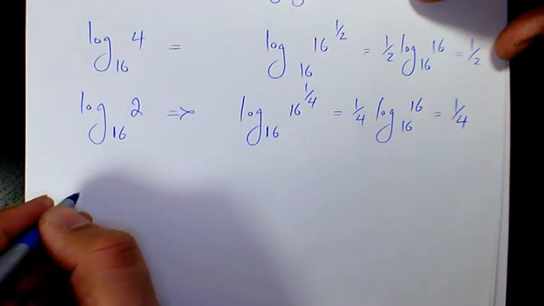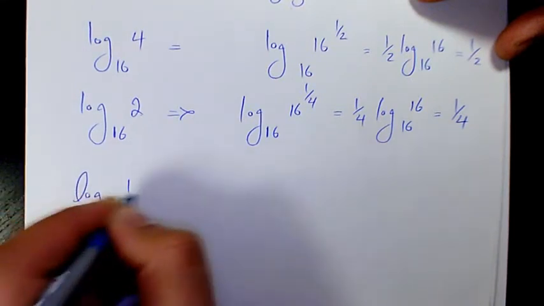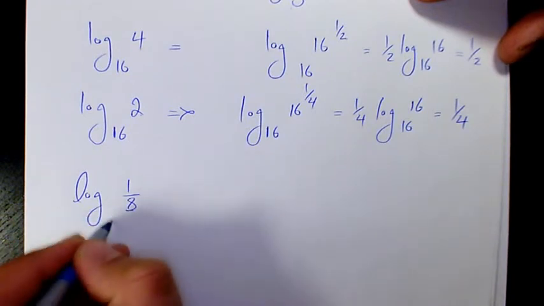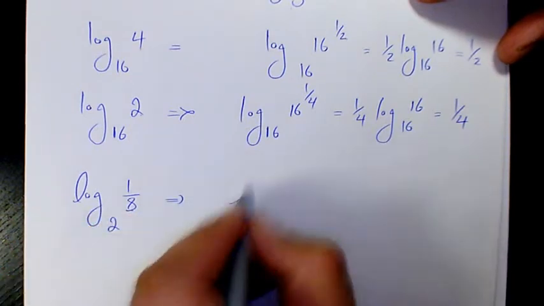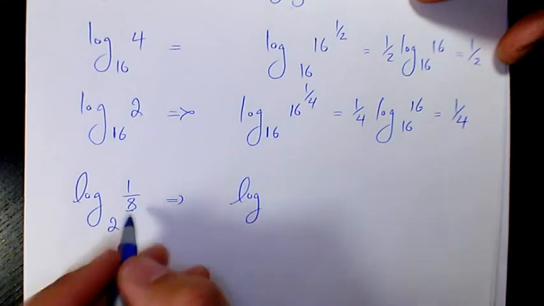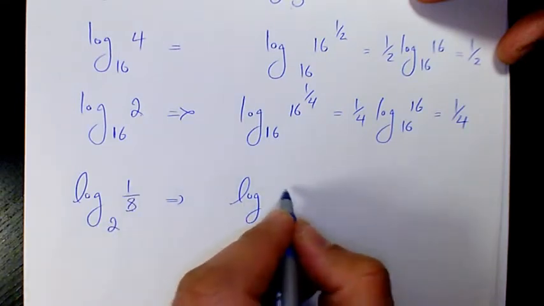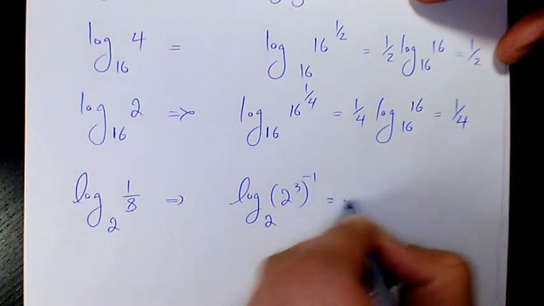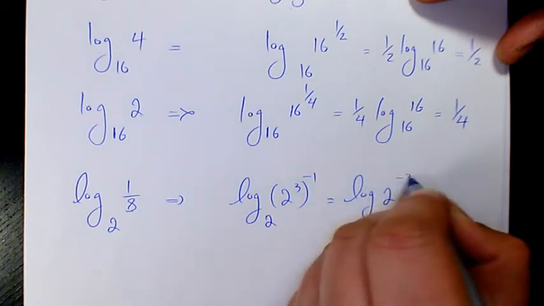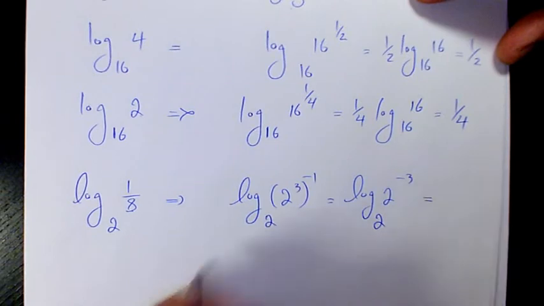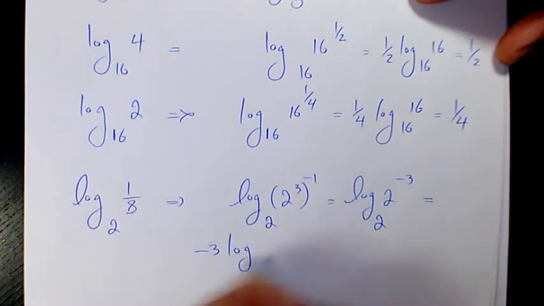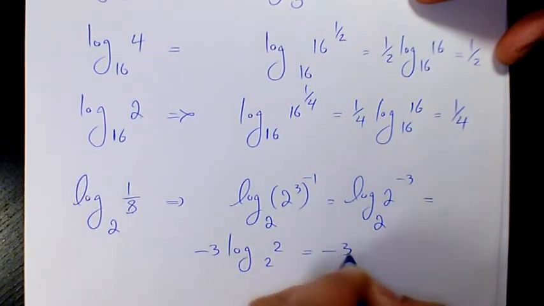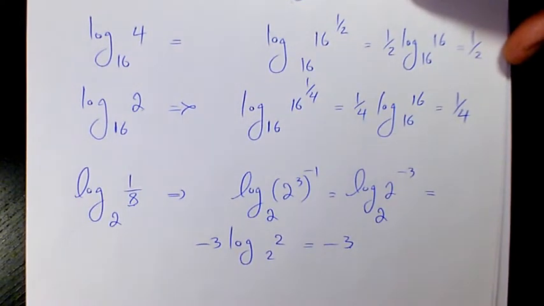Next example, log 1 over 8 base 2. You can say 1 over 8 is 8 to the power of negative 1, which is 2 to the power of 3 to the power of negative 1 base 2, which is going to be log 2 to the power of negative 3 base 2, which is going to be negative 3 times log 2 base 2, which is going to be negative 3.